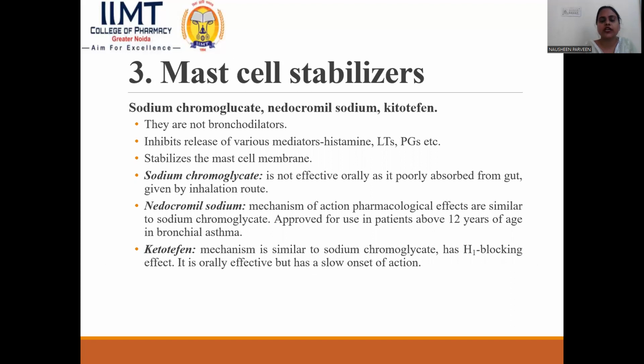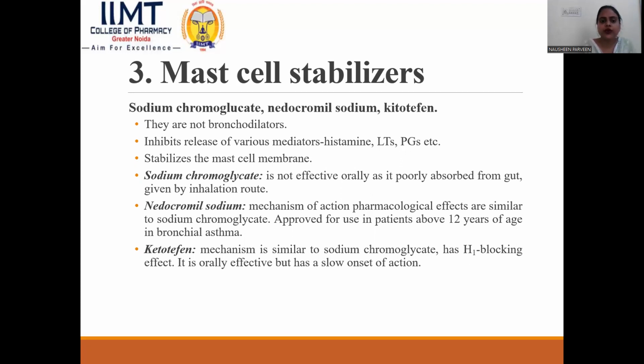Next class for bronchial asthma is mast cell stabilizers: sodium cromoglycate, nedocromil sodium, ketotifen. These are mast cell stabilizers. They are not bronchodilators; they inhibit release of various mediators, histamine, leukotriene, prostaglandin, etc. They stabilize the mast cell membrane, and sodium cromoglycate is not effective orally as it is poorly absorbed from the gut, so it is given by inhalation route.